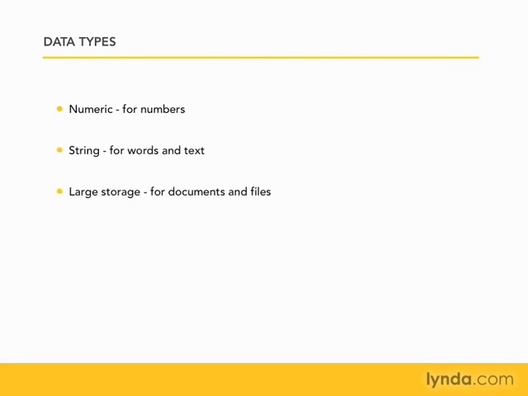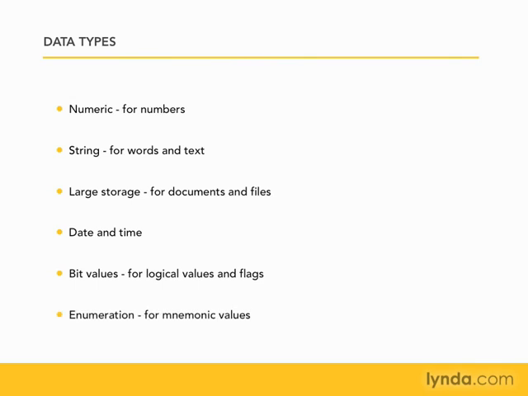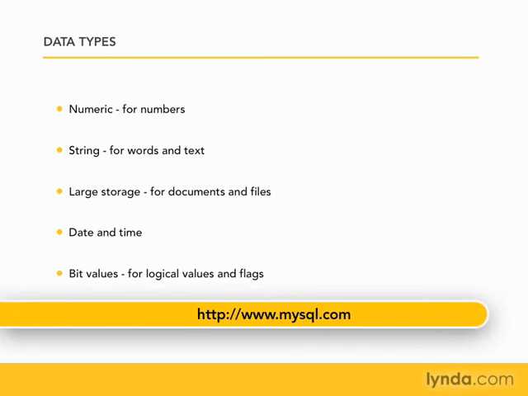MySQL has data types for numeric data, for representing numbers, string types for storing words and text, large storage types for storing documents and files, date and time types for storing date and time values, bit values for storing logical values and flags, and enumeration types for mnemonic values. MySQL has a rich set of data types. This chapter covers the most common and useful types, and if you're interested in knowing the full breadth and depth of what MySQL has available, please see the documentation on the MySQL website.